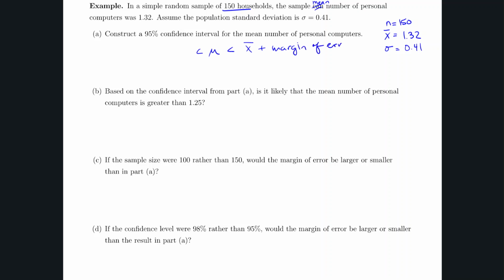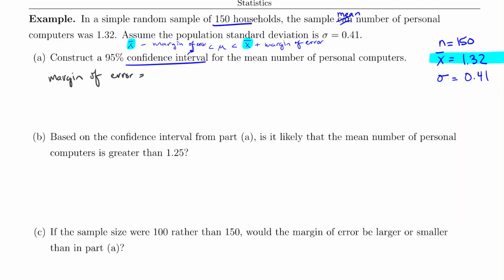Now, I have the sample mean. We already know the sample mean is 1.32, so that doesn't have to be calculated. But I don't know the margin of error. And to begin with, I need to ask myself, do I even know what the margin of error formula is? If I don't, I need to go back in my notes and write that down. How can we find something if we don't know what it is? So let's write down what that formula would be. The margin of error is the critical value times the standard error.